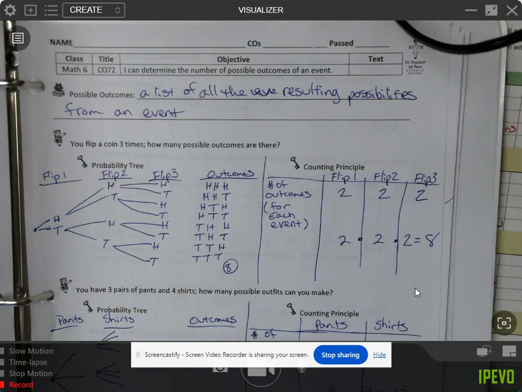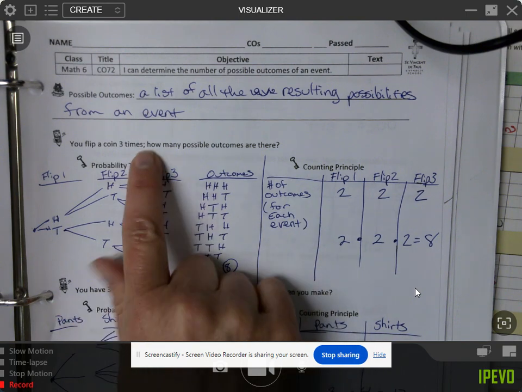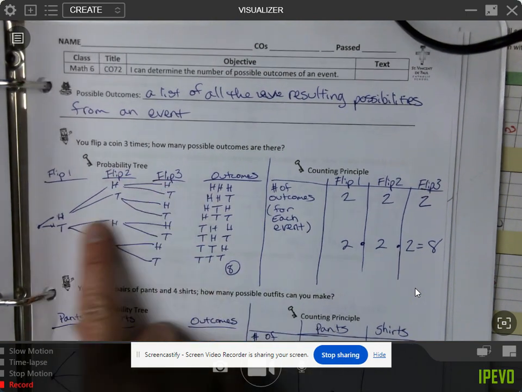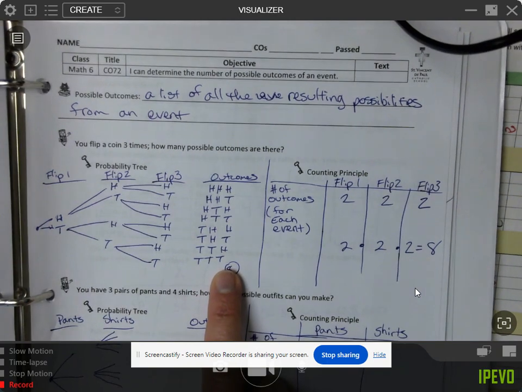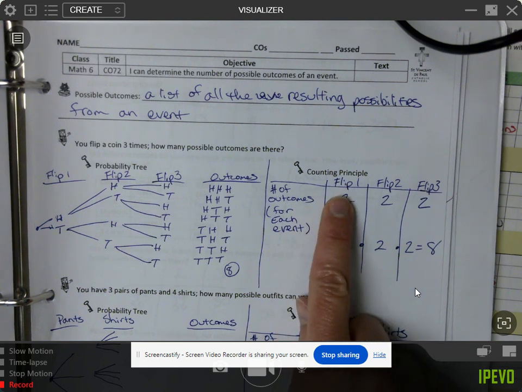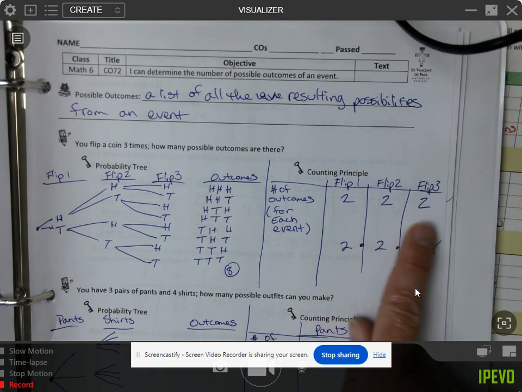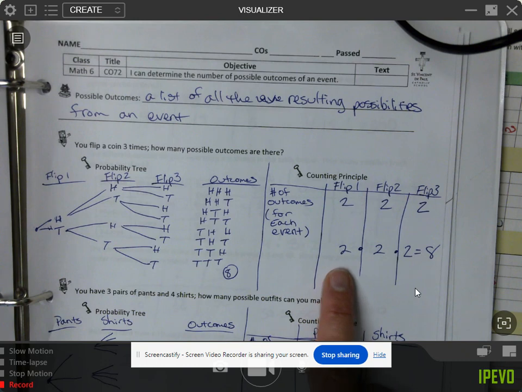Good morning. Today we are correcting CO72, determining the number of possible outcomes of an event. In this objective, we talked about the two different ways of finding the outcomes. We have the probability tree, which we map out every single possible outcome we could have, and then the counting principle. The counting principle goes a lot quicker, but it's really hard sometimes knowing what the exact events are and then how many outcomes there would be for each event and then multiplying those together.